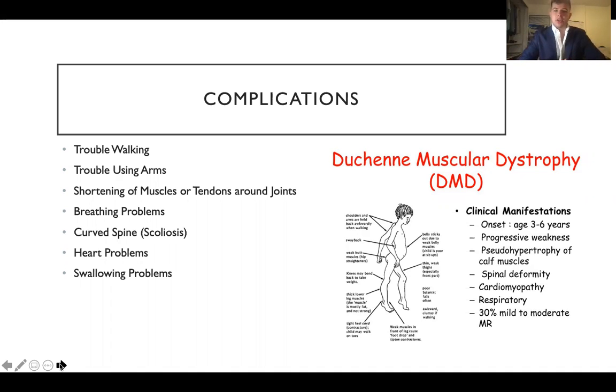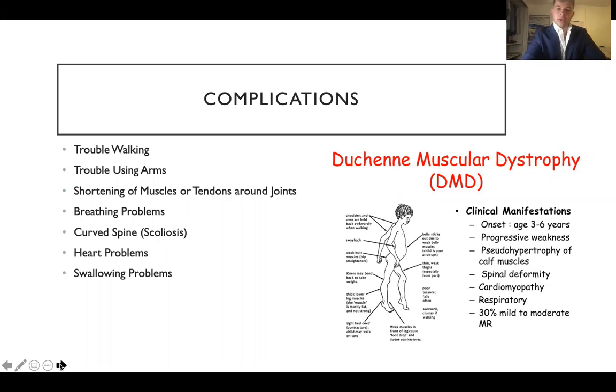Here we have an image. This is the form of Duchenne muscular dystrophy, like I said earlier, and 3 to 6 is the onset, where you fully start to see symptoms. As I said, progressive weakness.